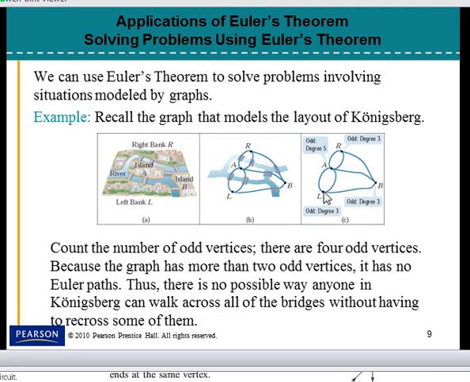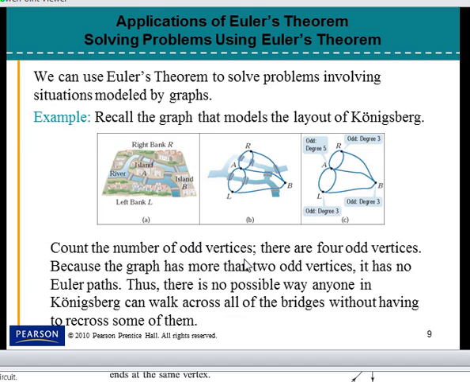And so you look at this point. You have 1, 2, 3. You have 3 edges that are intersecting this point. So this point here would be odd. You look at this point, you have 1, 2, 3, 4, 5. 5 edges that are intersecting this point. So this point would be odd. Look at this point, you have 1, 2, 3. 3 edges intersecting this vertex. So this one would be odd. Look at this one, you have 1, 2, 3 intersecting that one. So all of these are odd.